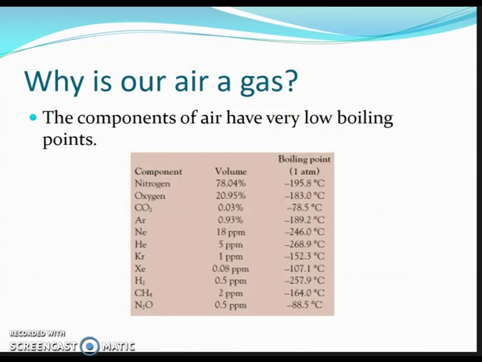So why is our air a gas? There are some components of our atmosphere that you can take a look at in this chart. They have a really low boiling point. So if you take a look at the values that we have for nitrogen and oxygen, which make up a majority of our atmosphere, you can see that they have a really low boiling point. That temperature is extremely cold, which means if they're boiling, they're going to go from a liquid to a gas. So that's why our atmosphere spends the majority of its time in the gas state.